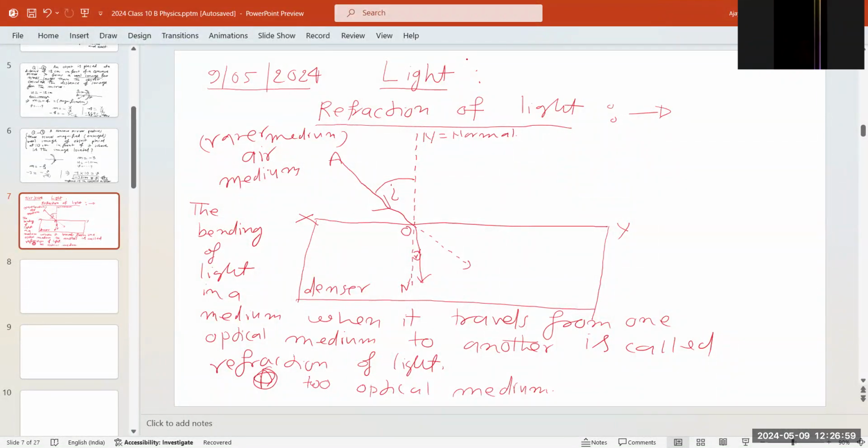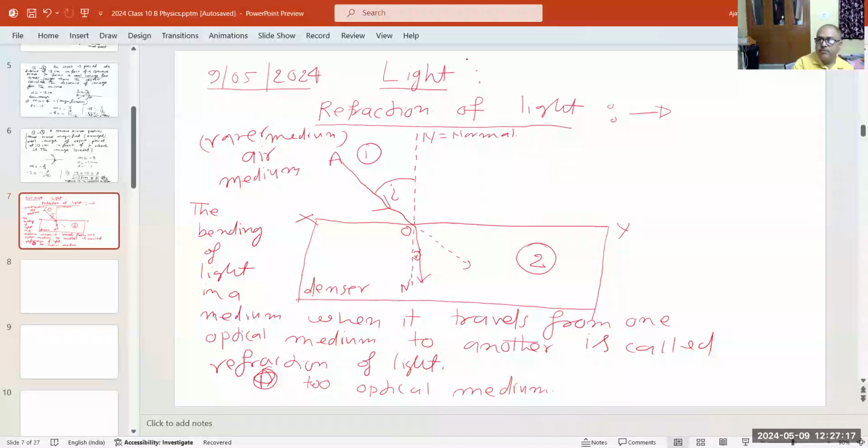Two optical media. Medium number one is taken as air. You write one, this is medium one, and two, medium two. The medium where the speed of light is maximum is called rarer medium, or the medium where the speed of light decreases is called denser medium. Refraction is the phenomenon of bending of light in a particular medium when it travels from one optical medium to another optical medium. ये तो हो गया आपका definition.